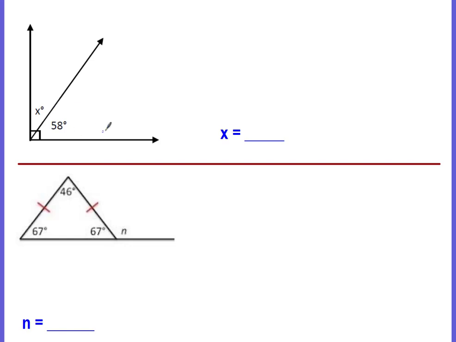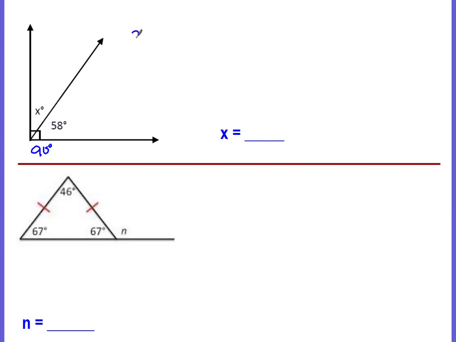Okay, what about these two angles? They are adjacent. One is 58, one is unknown. Because they are adjacent, look at that. It's perpendicular, isn't it? And it's got the little square. That tells us that these are complementary because they will add up to 90 degrees.